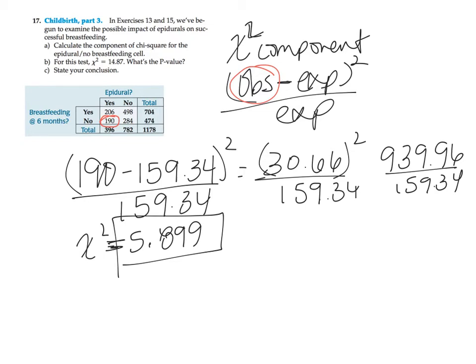And then it says for this test chi-squared is 14.87. What's the p-value? So for B, it would be chi-squared CDF 14.87, comma e to the 99, comma 1 degree of freedom. Okay, so when I plug that in my calculator, I get 1.152 times 10 to the negative 4.